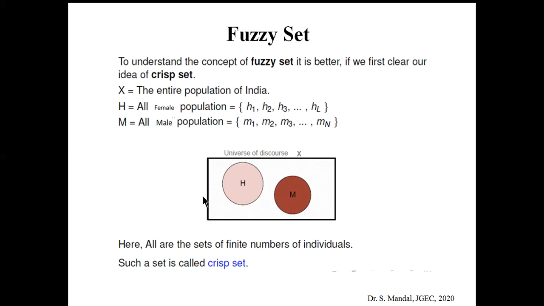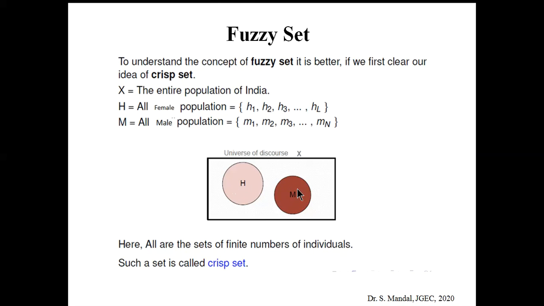And this universe of discourse consists of two parts. One is the female population part, and another is the male population. So it consists of elements of the female, and it consists of elements of the male. So this set consists of M1, M2, M3 up to Mn, and this consists of H1, H2, H3 up to HL. Okay, you can see that these two sets do not overlap with each other. They are independent of each other.